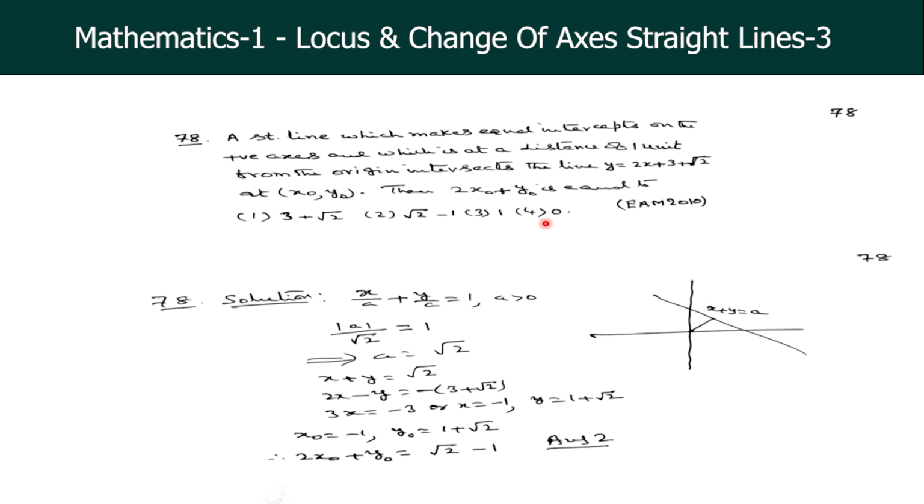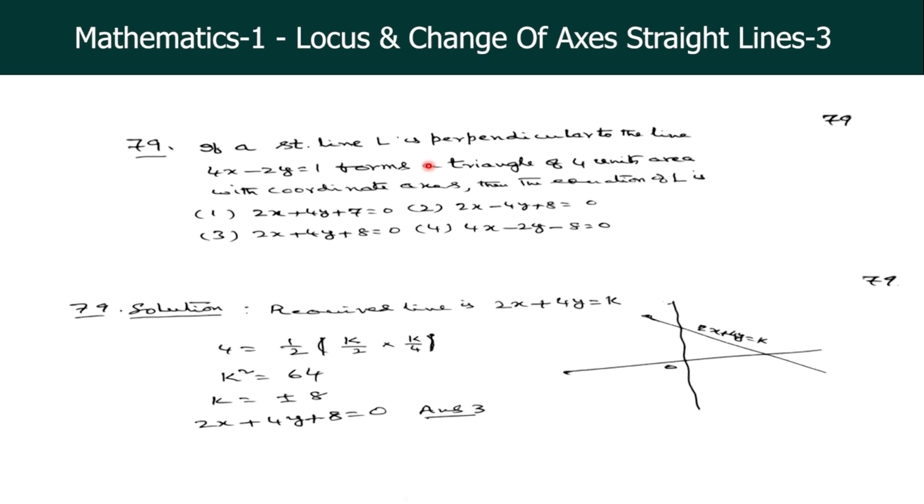minus y is equal to minus of (3 + root 2). So therefore, if you solve this one, x is equal to minus 1, y is equal to 1 + root 2. Therefore, x0 is equal to minus 1 and y0 is equal to 1 + root 2. So 2x0 + y0 is equal to root 2 minus 1. So answer number 2. Option number 2.